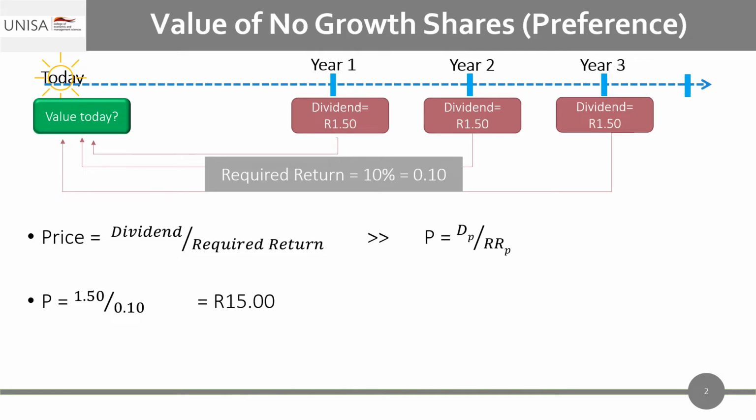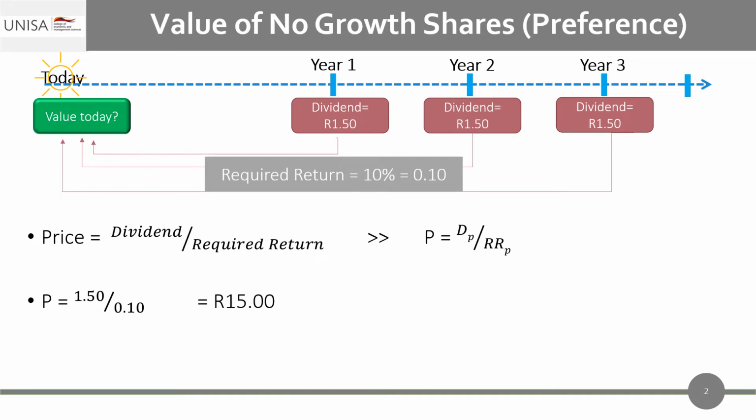So we said in our last discussion, to find the value of a preference share, remember, it is a dividend which is not growing. So we know that in the future it is going to pay us a constant amount of 150, as an example, 150 every year. So to find the value of a preference share, we say dividend divided by required return. In this case, our required return is 10%. So we say our D is equal to 150 divided by 0.1, which is equal to 15 rands.